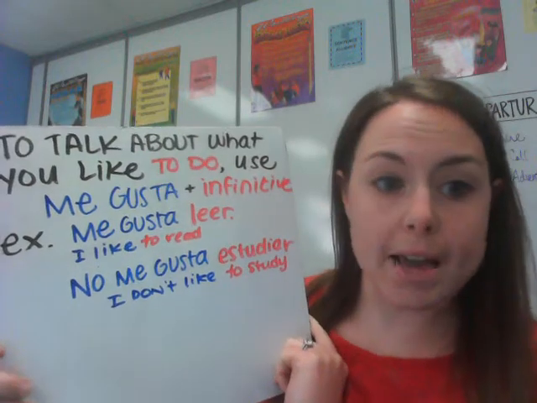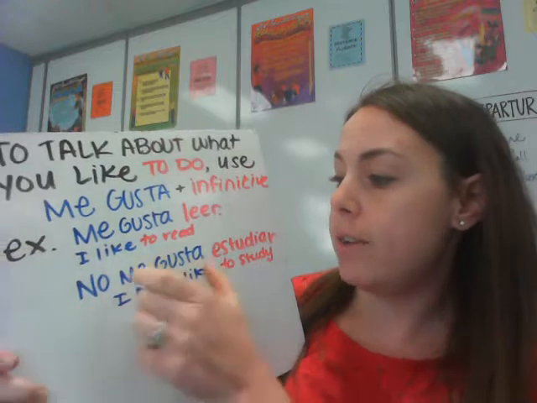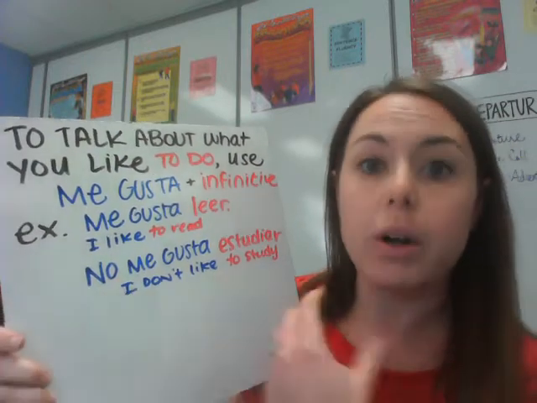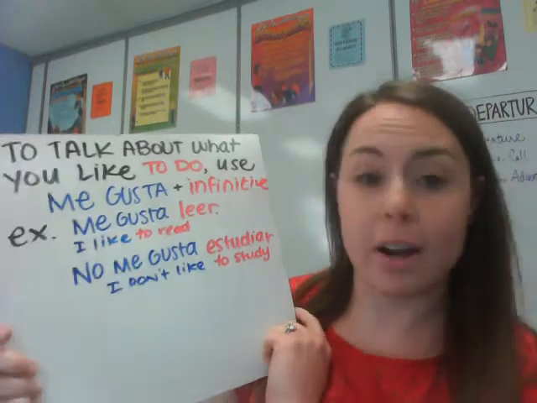No me gusta estudiar. I don't like to study. I've just added no in front of my verb, which remember, I can do that to make the sentence negative. No me gusta estudiar. I don't like to study.